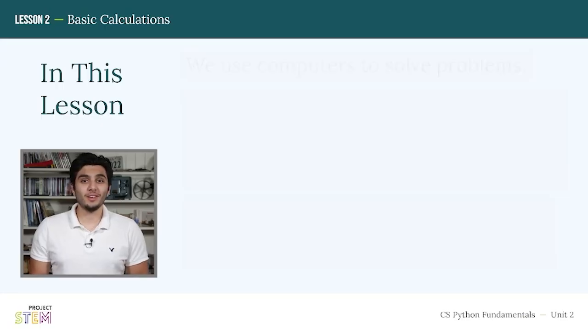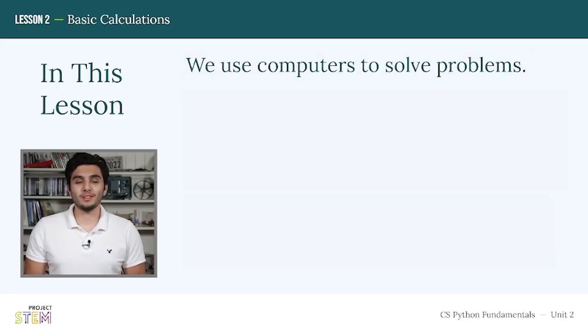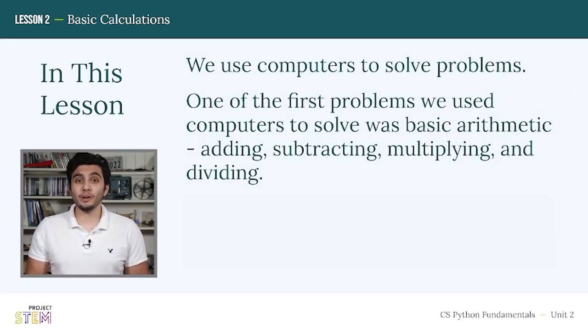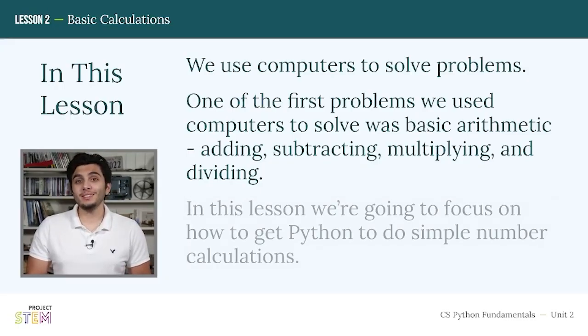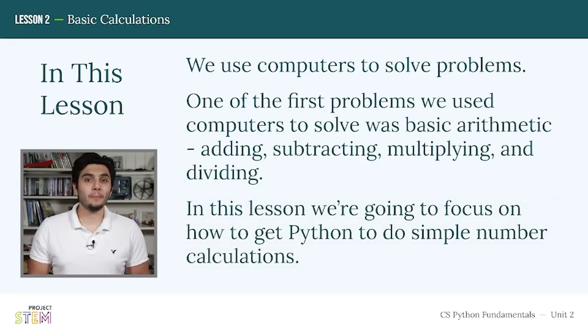As we've discussed, we use computers to solve problems. One of the very first problems that we used computers to solve was basic arithmetic. Adding, subtracting, multiplying, and dividing. Basically what simple calculators now do. In this lesson, we're going to focus on how to get Python to do simple number calculations.